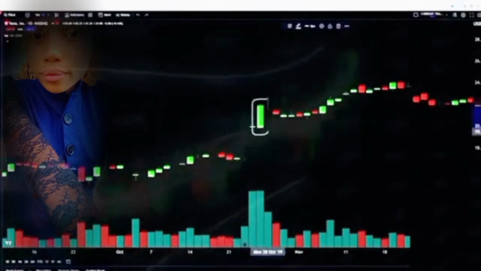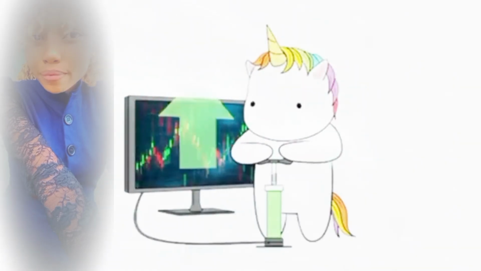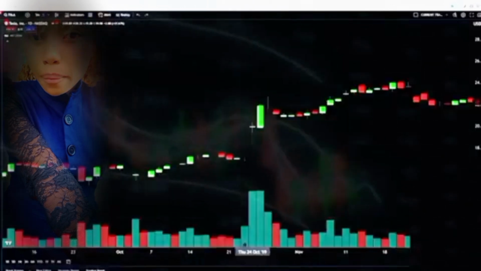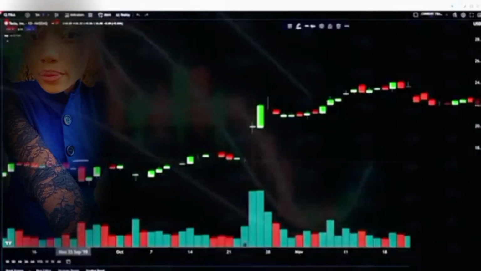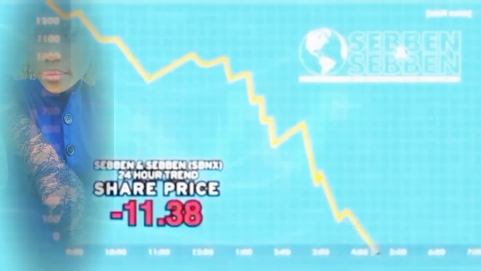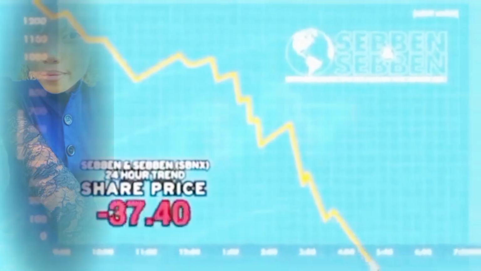When we have a green day, you can think about the volume as how many buyers are supporting the move. Or in other words, you can think about it as buying interest. However, when we have a red day, you can think about the volume as how many sellers are supporting the move. Or another way to think about it is selling interest.